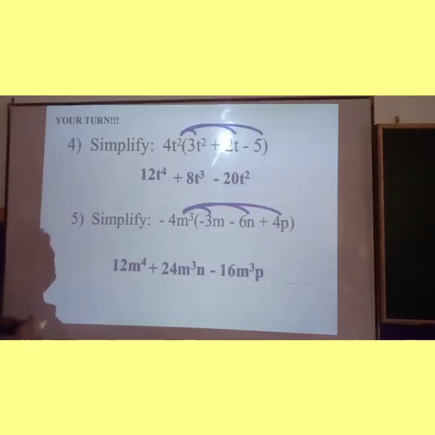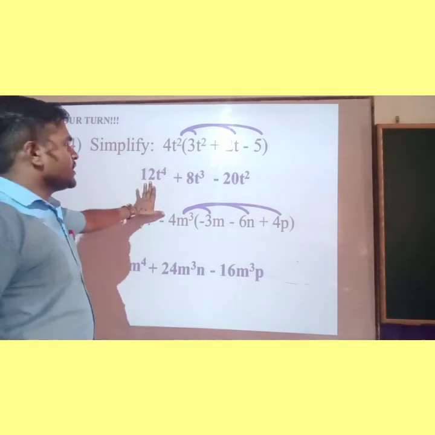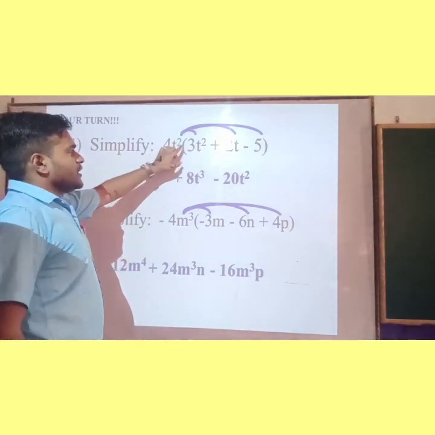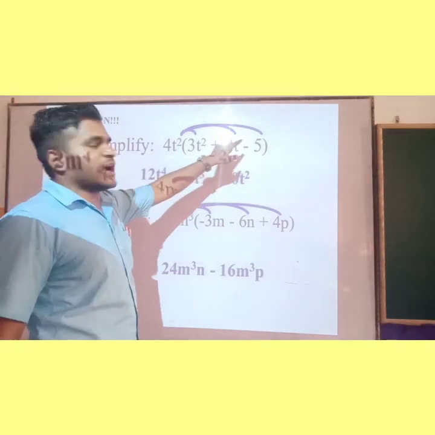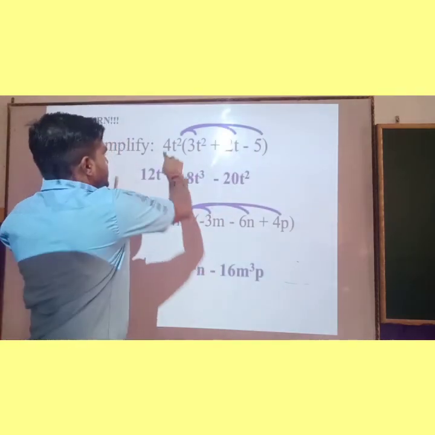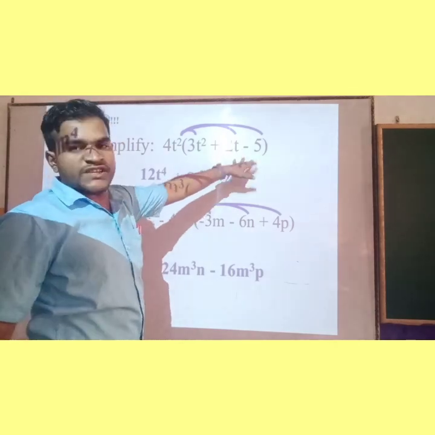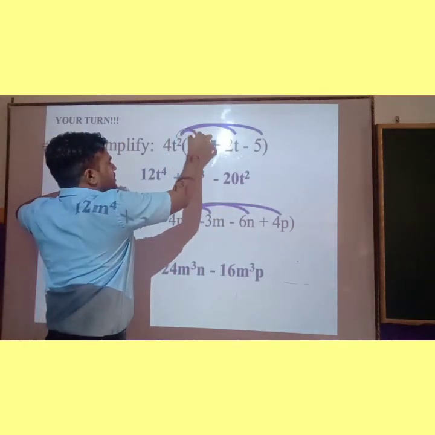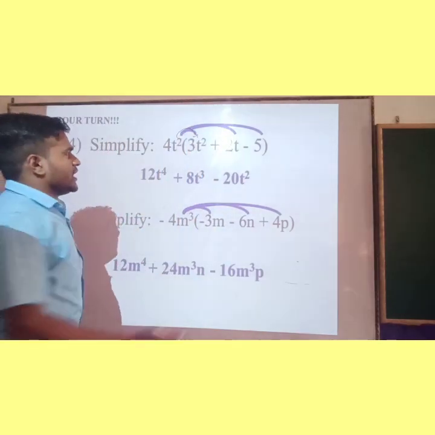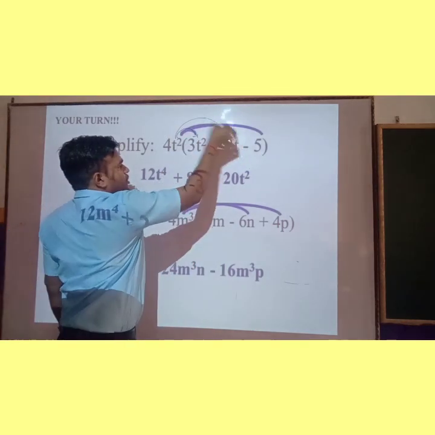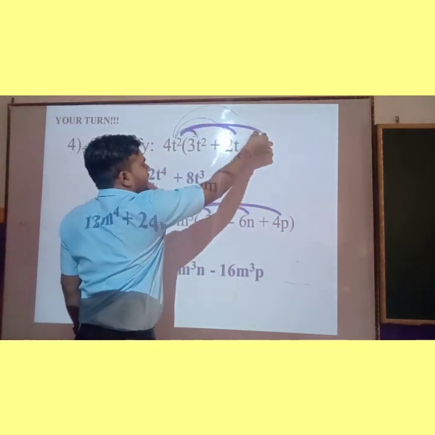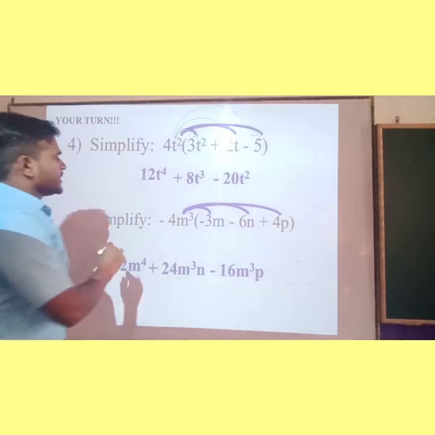That is the fourth one, children. Here also we have to simplify. Here given is 4t square in bracket 3t square plus 2t minus 5. So 4t square will be multiplied by 3t square. Again it is multiplied by 2t. Again it will be multiplied by 5. So what will you get?